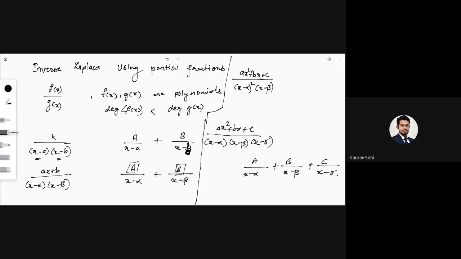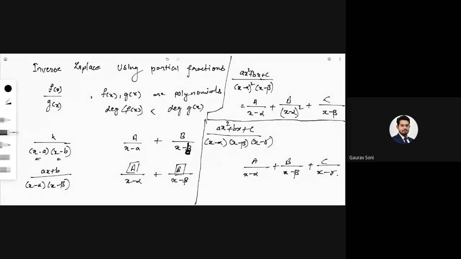Previously, all the factors in the denominator were of degree 1. Now x minus alpha is of degree 2. So in such cases, we repeat this x minus alpha: A upon x minus alpha, plus B upon (x minus alpha) square, plus C upon x minus beta. If a root is repeated, then whatever number of times it is repeated, that many times this pattern is to be followed.